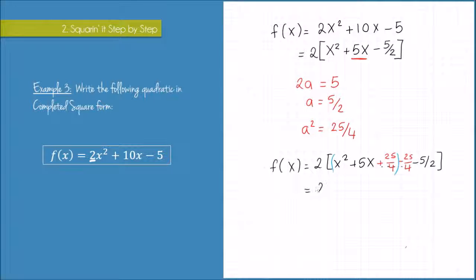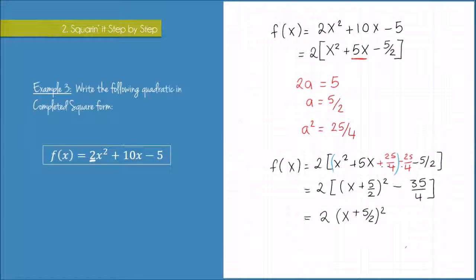So we can now write the function as 2 bracket x plus 5 over 2 to be squared. And when we add our constants, we get minus 35 over 4. Now we can multiply out that bracket in our final step. So we get 2 by (x plus 5 over 2) to be squared minus 35 over 2. And that's our completed square form.